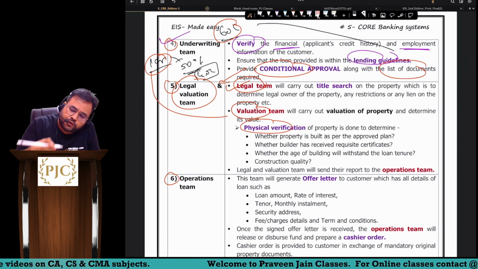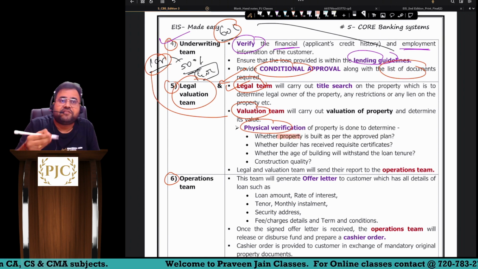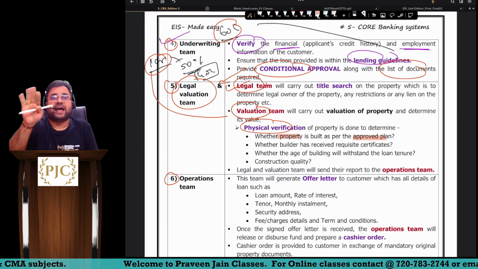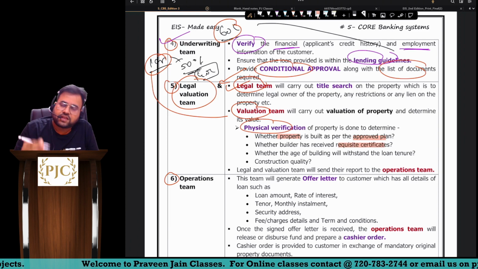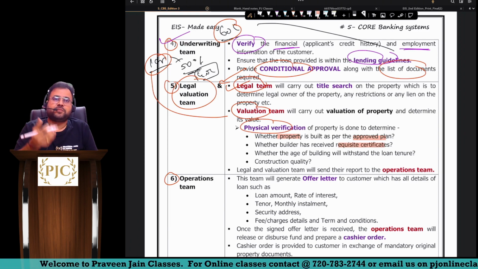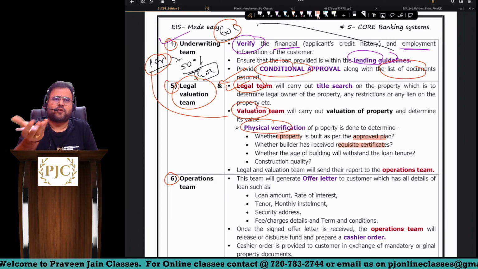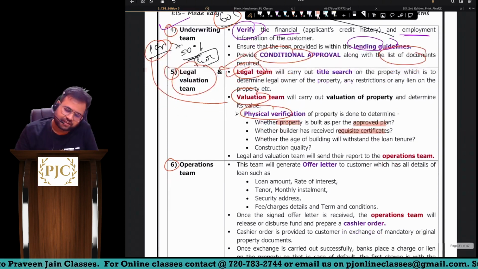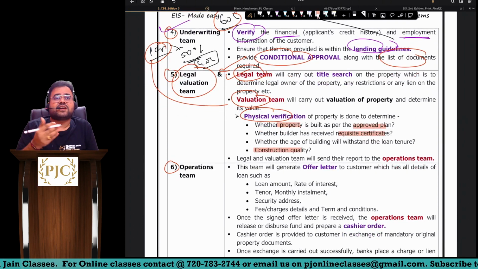Sir, they are going to check whether the property, whichever is already constructed, is built as per the approved plan. Sir, whether all the requisite GHMC certificates and municipal certificates are obtained. Example, you have occupancy certificates, construction certificates, etc., sir. Then they will see the construction quality.